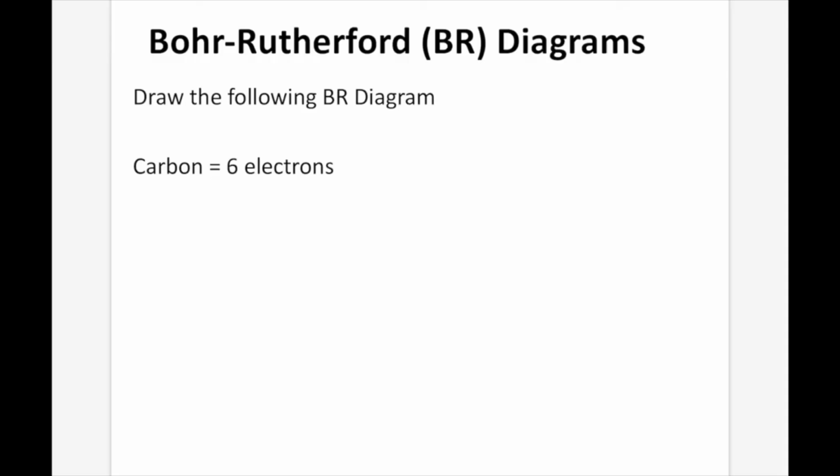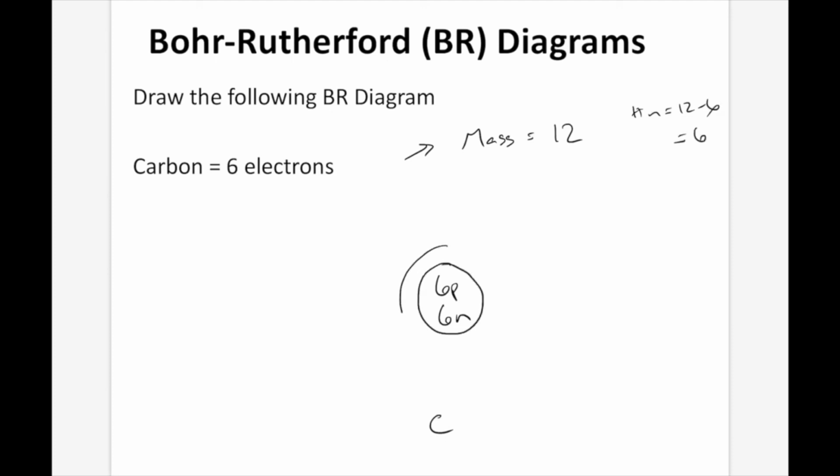So one of the first things you're going to need to do is figure out what the mass of carbon is. Now, once you look at the periodic table, you'll find out the mass of carbon is 12. So we're going to write C on the bottom. We're going to write 6p. We're going to write 6n because the number of neutrons is going to equal 12 minus 6, which is 6. And we're going to enclose the nucleus. Then we're going to draw our first orbit, and we're going to put 2 electrons right there.